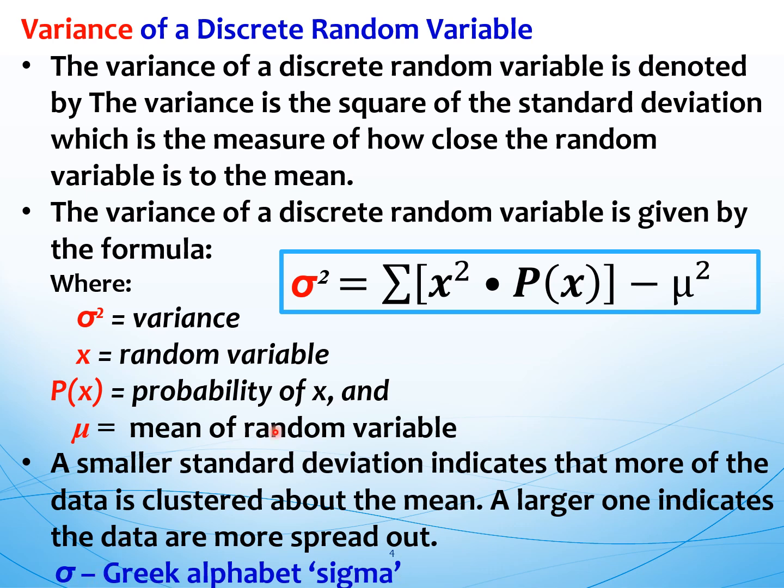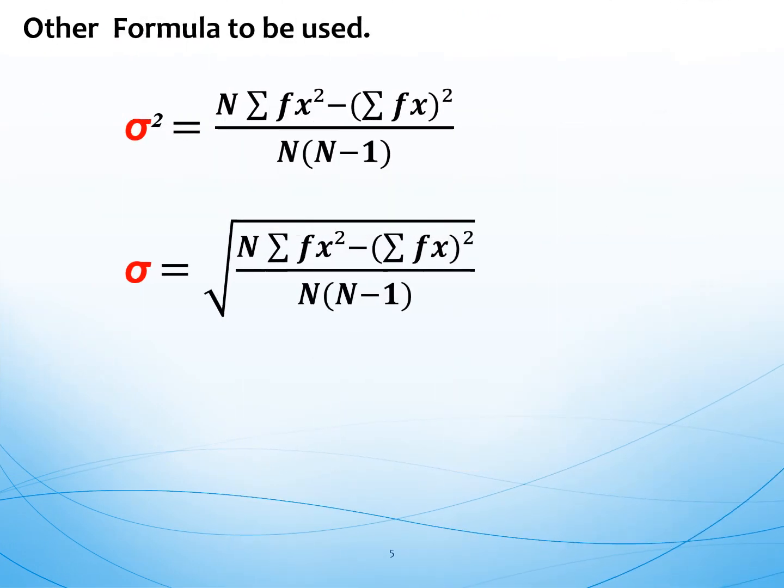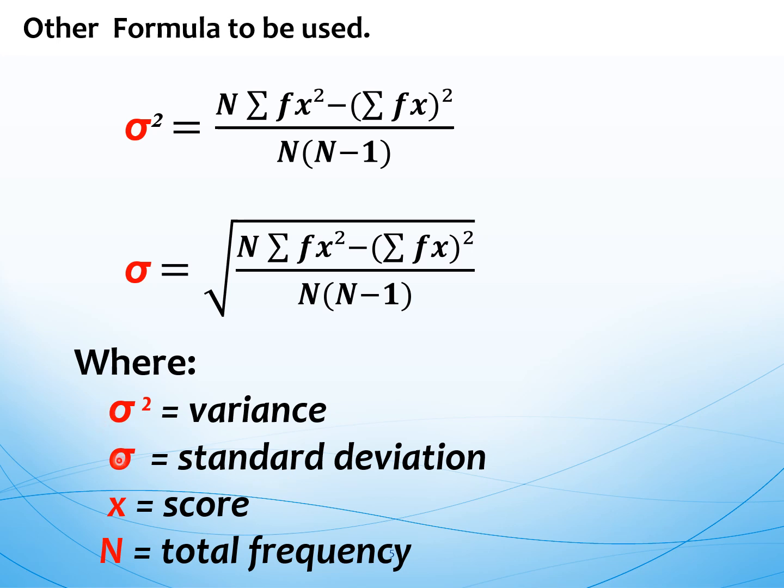This is the Greek letter sigma. So sigma squared symbolizes the variance. So we already have the formula, and another formula can be used also. The variance is n times the summation of frequency times x squared, minus the square of the summation of frequency times x, all over n times n minus 1. Sigma squared is the variance, and if we take the square root of this, it becomes the standard deviation. Of course, x is the score, and n is the total frequency.